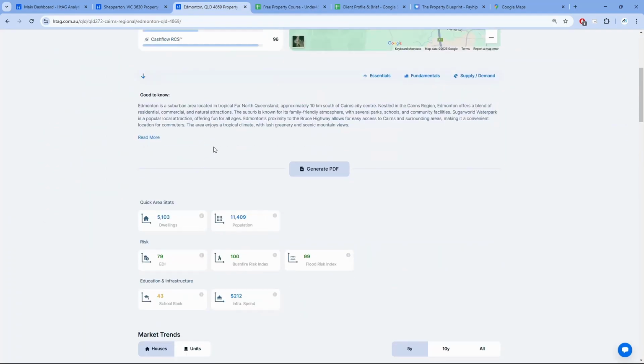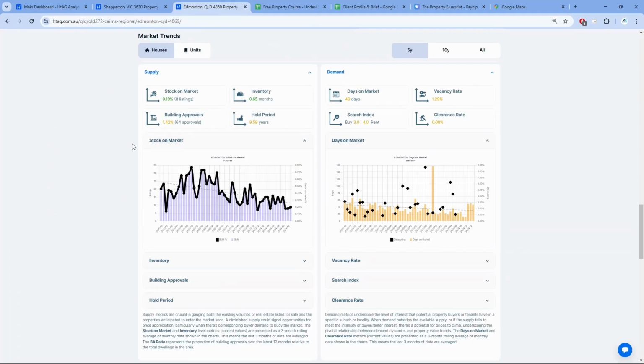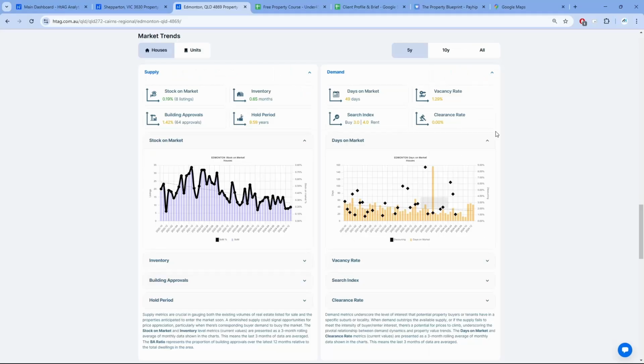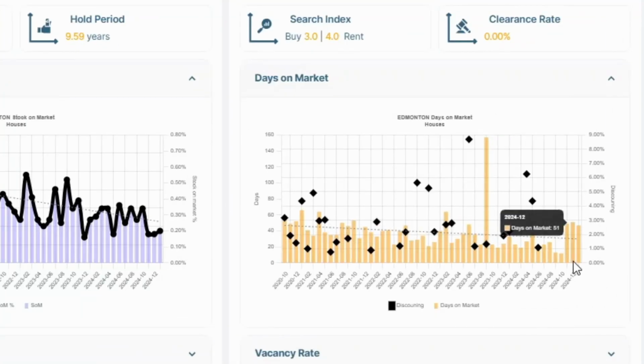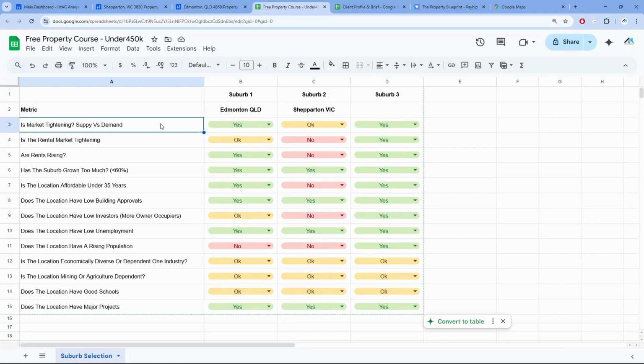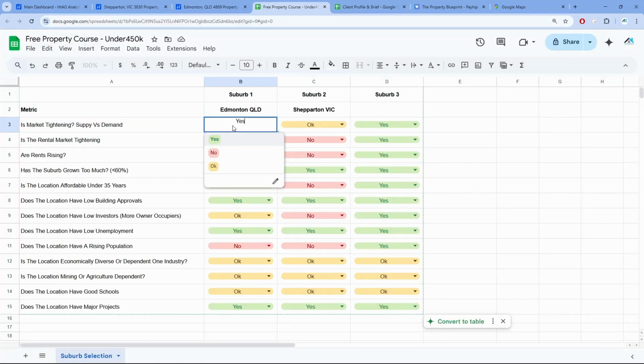And the way we want to assess that is we go down to the days on market and the stock on market. In the stock on market, we can see that stock is rapidly declining and the days on market is also declining, which means there's higher demand. Now, in the last 3 months, we can see a little bit less demand in the area, but the overall trend is very, very low, as well as the stock on market. So when we go to our metric sheet, is the market tightening, supply and demand? I'm going to say yes, it is.